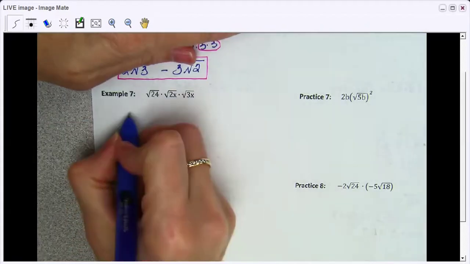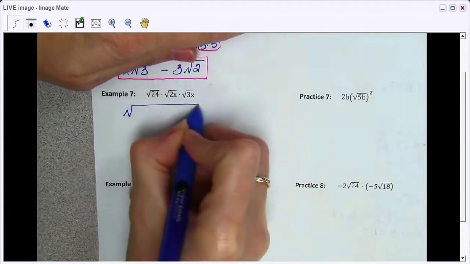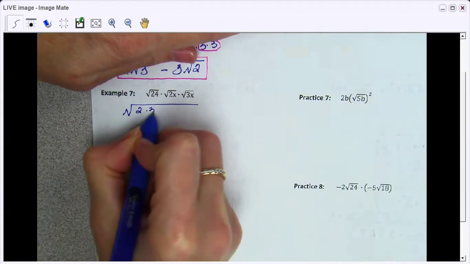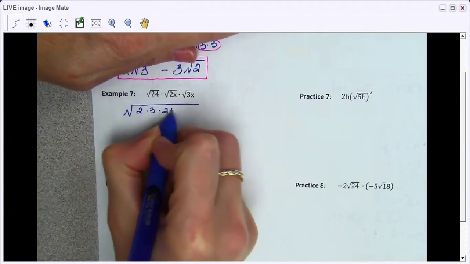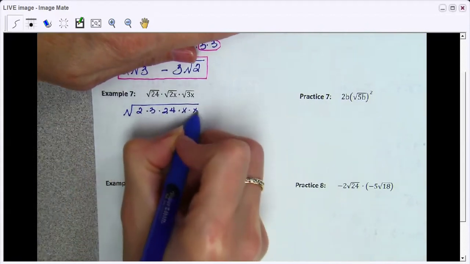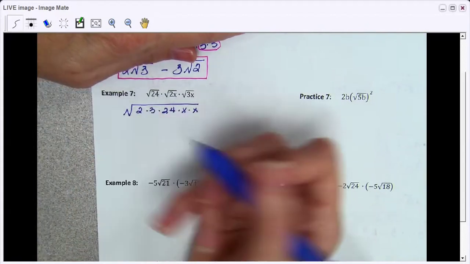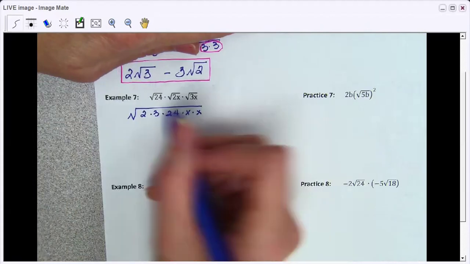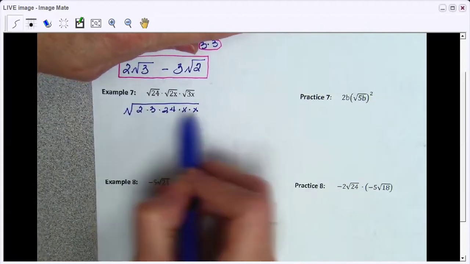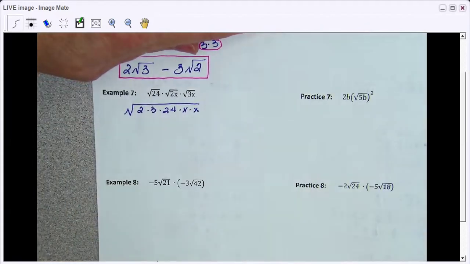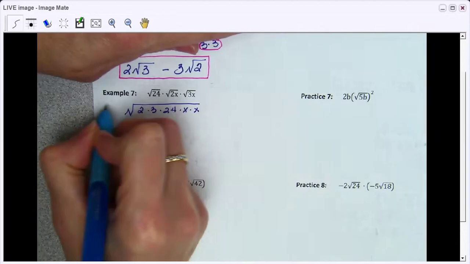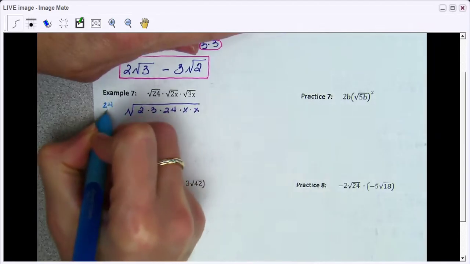So I could put all of these: 2 times 3 times 24 times x times x. Again, like I said, you could have factored out 24 first. You skip this step right here, which is fine. So I'm going to factor out 24, and I'm going to do it over here on the side.